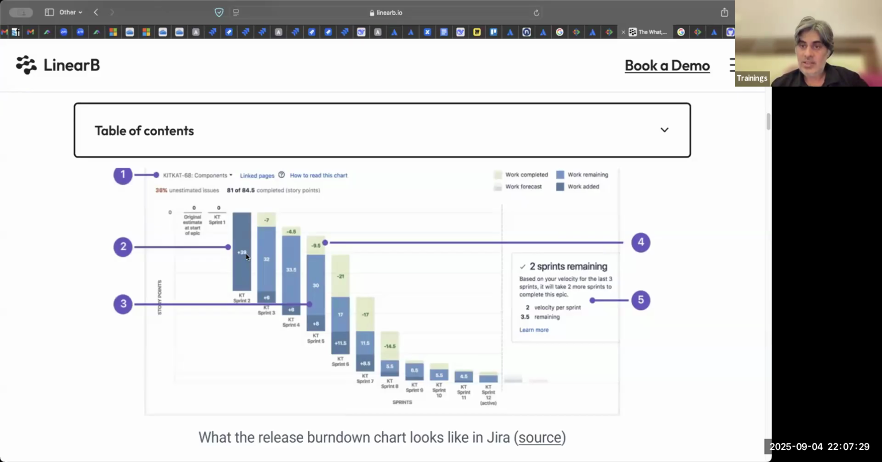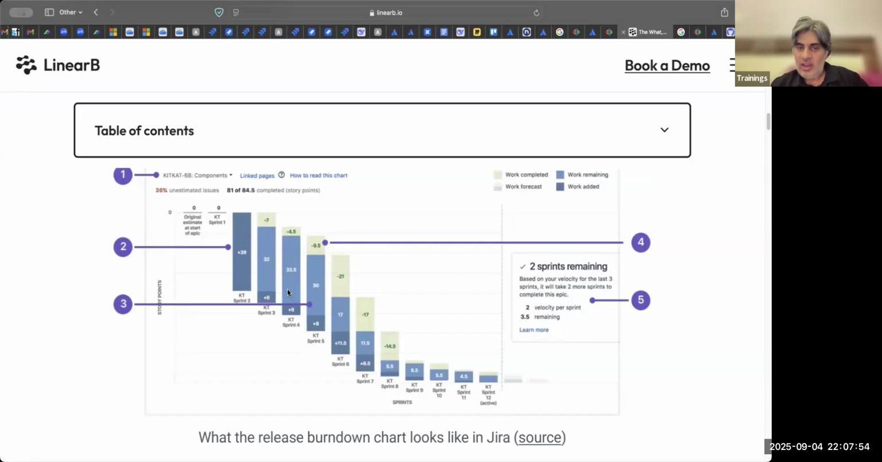In this release, there are 12 sprints. In release 2, they added 39 points of work. In sprint 3, they did 7 points of work. That is why it shows -7. -7 means the green part is the work done. How much work was done? 7 points of work. And 6 more points of work was added to this release.